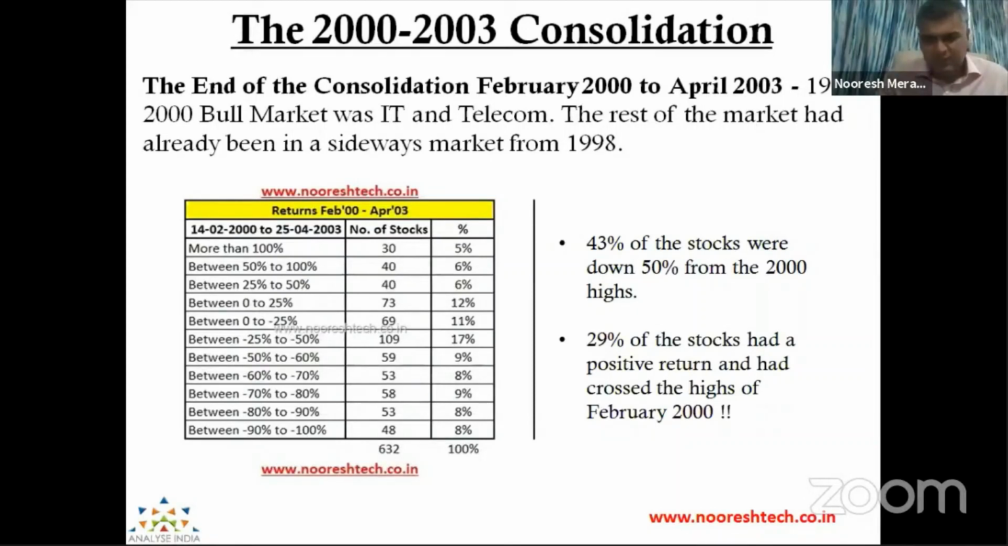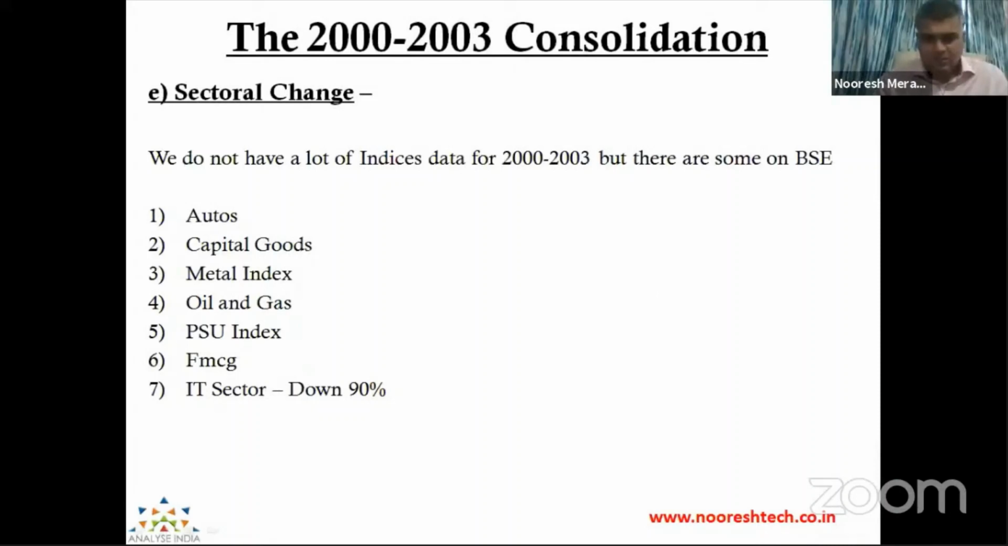So this is where a very huge surprising change in the consolidation is that even though the major benchmark index has been sideways down 50%, there are a lot of stocks which have become positive in that period and have recovered really well from the lows.